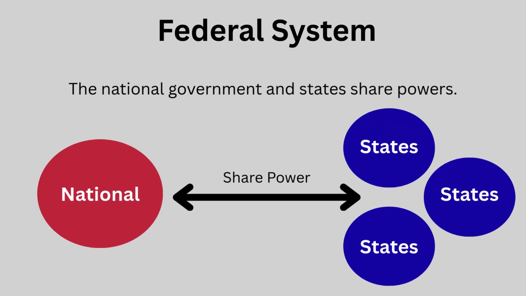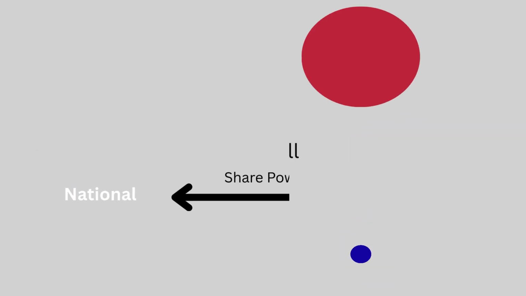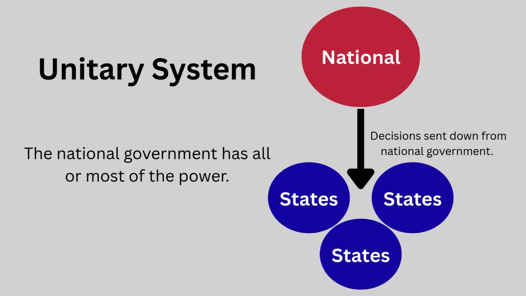The federal system is what we use in the United States, but it is not the only option the framers of the Constitution had when deciding which system would be best. We will look at two other popular systems of government. Another system of government is unitary.